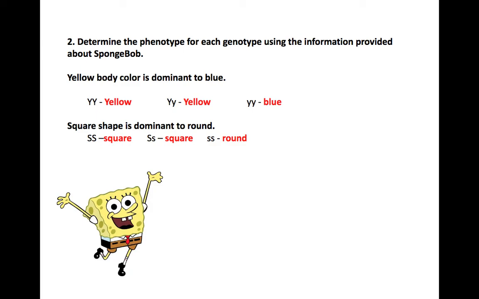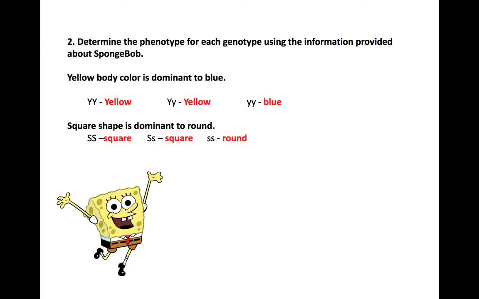If you look at the second example, square shape is dominant to round. Square is dominant. So if you see a capital letter S, then you're going to stick with that square shape. So capital S, square. Capital S, lowercase s, still square because capital S will dominate that lowercase s. And lowercase s is round. The letters are the genotype. The colors are the phenotype. Can I tell your genotype by looking at your phenotype? Can I tell your letters by looking at you?